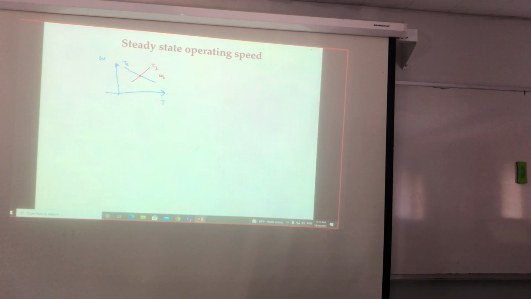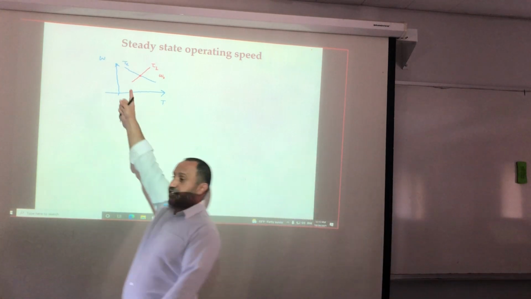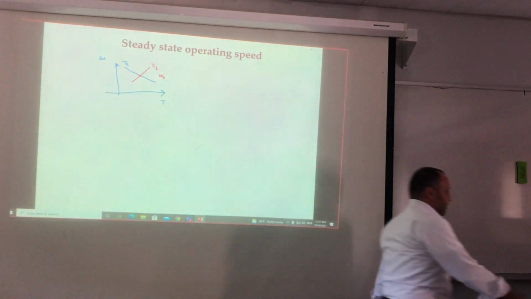So Ibrahim said to assume your disturbance increased the motor speed. So which line will I follow, the red line or the blue line? The blue line. Why? Because I'm discussing the motor. So this is the direction of increasing the speed. So I'm here.